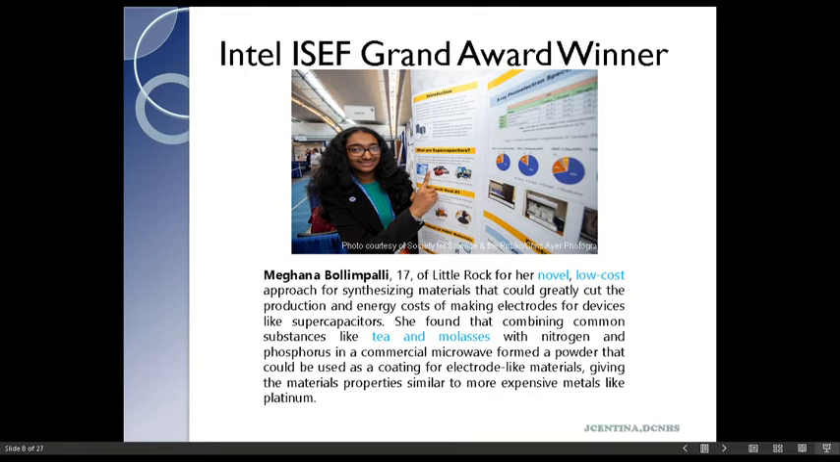what makes it novel is that she used common materials, tea and molasses, and the result can be significantly compared to expensive metals like platinum. So imagine the cost and the production that can be saved by her study, no? Okay? So that's why it won an Intel ISEF Grand Award winner, $50,000.